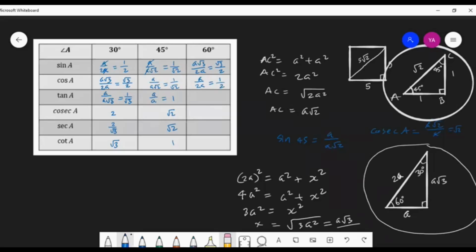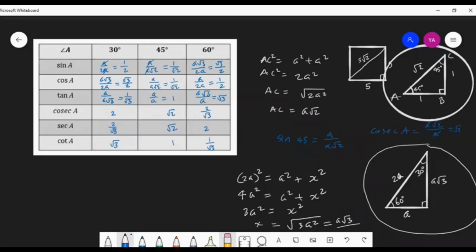Then tan 60. Root 3 a by a, so this is root 3. Okay, now what is cosec 60? 2 by root 3. What is sec 60? 2. What is cot 60? 1 by root 3, correct.